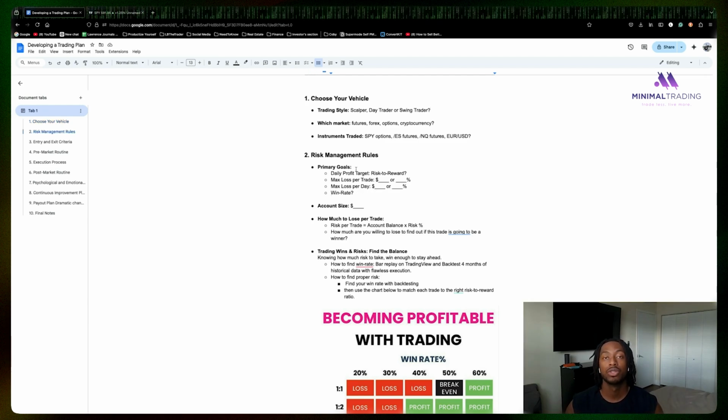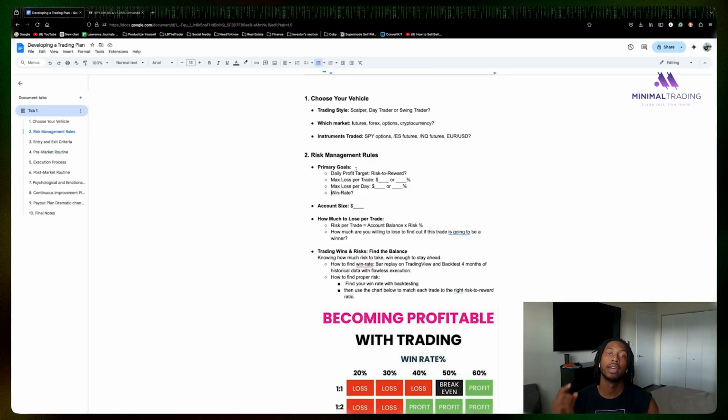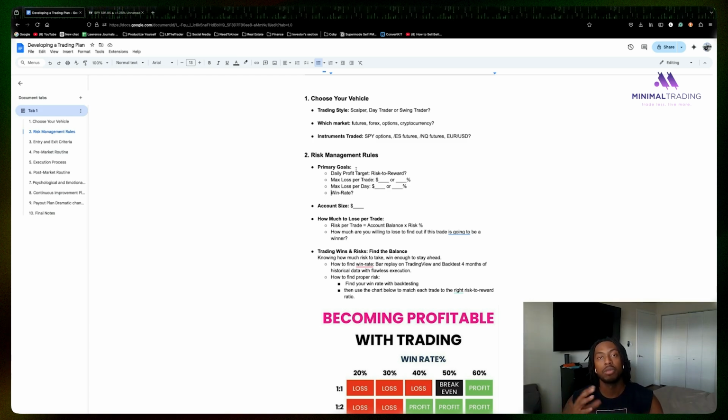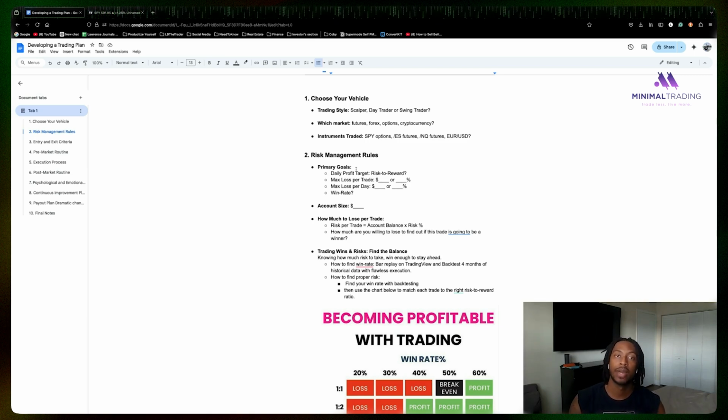So moving on to number 2, risk management rules. Your primary goals here are to solidify your daily profit target, your max loss per trade, your max loss per day, and then your win rate. You have to cement these things because they all pretty much bounce off of each other. For my daily profit target, I normally use risk to reward ratios, which are determined by your win rate. And then your max loss per day is determined by your max loss per trade.